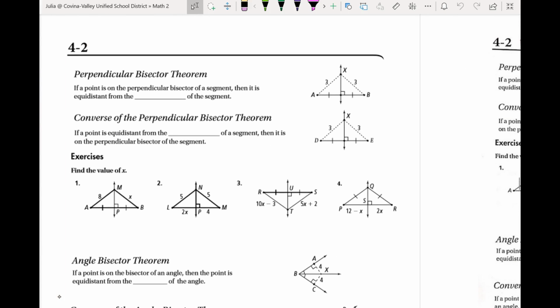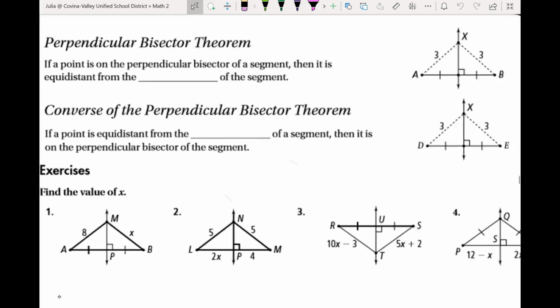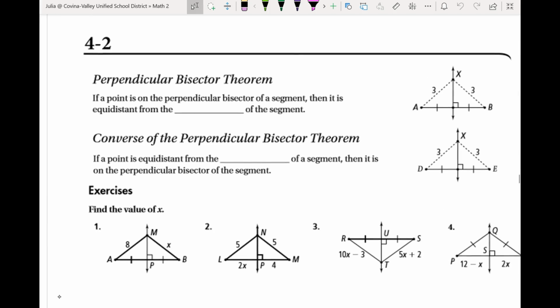Okay, so 4-2, we're going to be focused on two different types of the problems that you've been doing. This one is going to be the perpendicular bisector, and then the angle bisector. All right, so let's just call this one the section, perpendicular and angle bisectors.